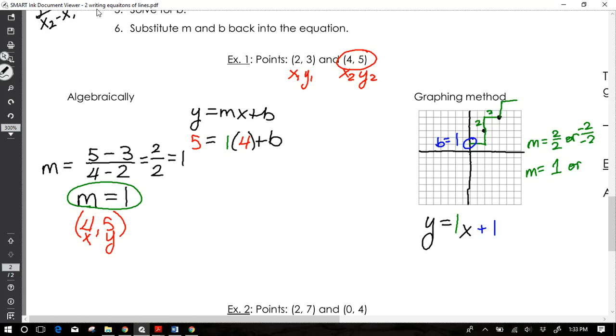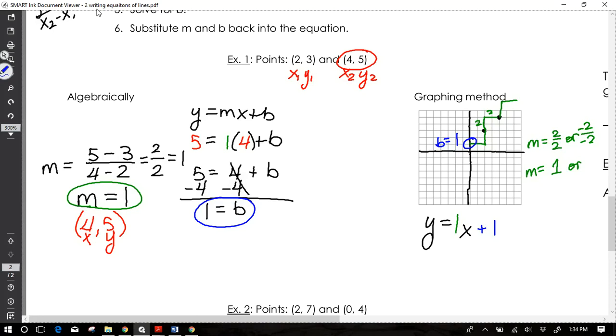Step 5 says solve for b. So let's finish solving this equation for the b. I have 5 equals 1 times 4 is 4. And then I'm going to subtract 4 from both sides. 5 minus 4 is 1. So I now know b equals 1, and I've been using blue for b.